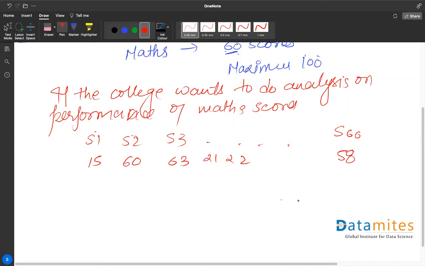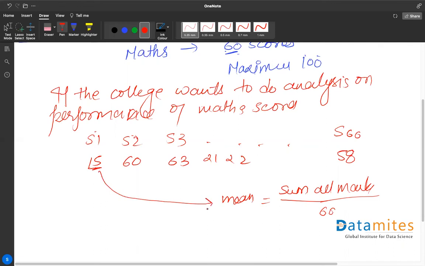So in such scenarios, what we do is try to calculate the mean. First of all, we will sum all the marks and divide it by 60. We'll get the mean here. Now we will take this 15 and calculate the variance of this particular 15 from the mean. Similarly, we will calculate this for the others, and this will give us how these numbers are varying from each other. And this particular concept is known as variance.